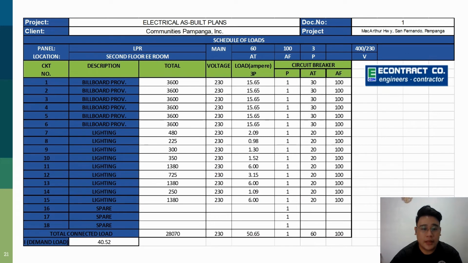So, for the LPR panel, ito naman ang kanyang summary. Meron tayong 28070 total connected loads. Then, nakakuha tayo ng current na 40.52, which is current demand load. Tapos, nakakuha tayo ng kasama na yung circuit breaker protection dito. So, 50.65. Kaya nag-come up tayo sa 60 ampere trip na circuit breaker and the 100 ampere frame circuit breaker.